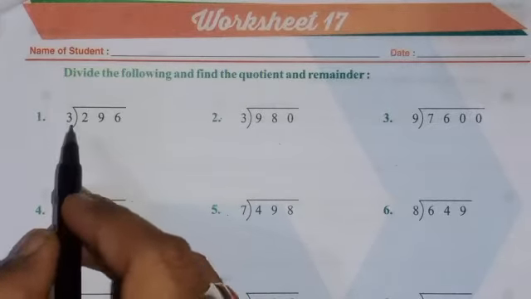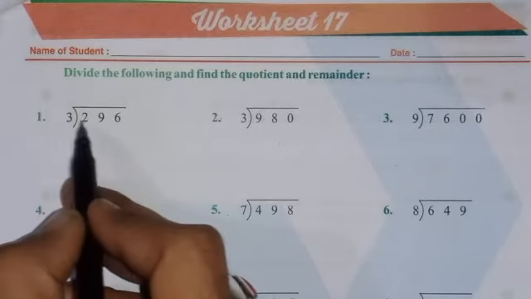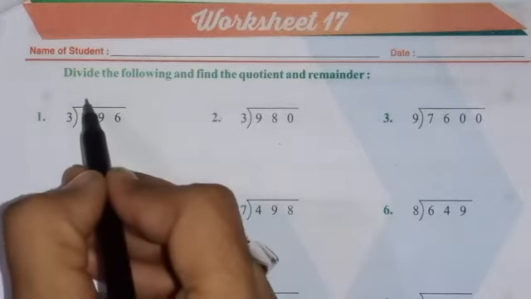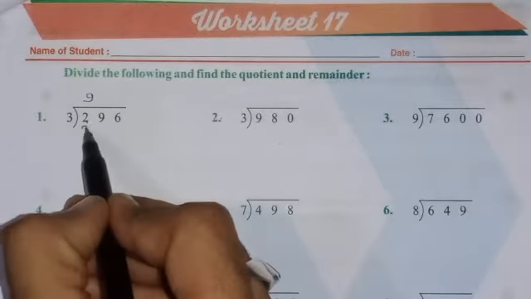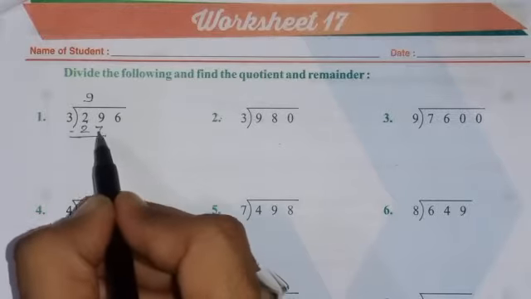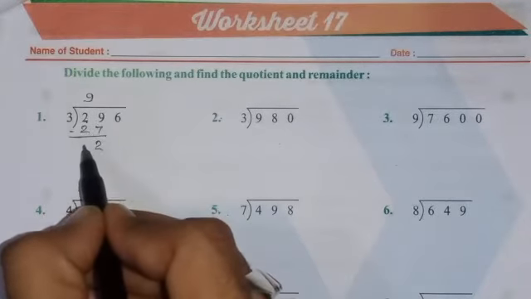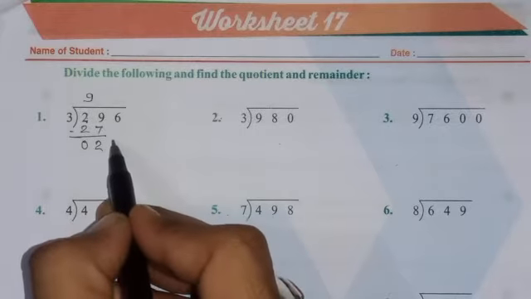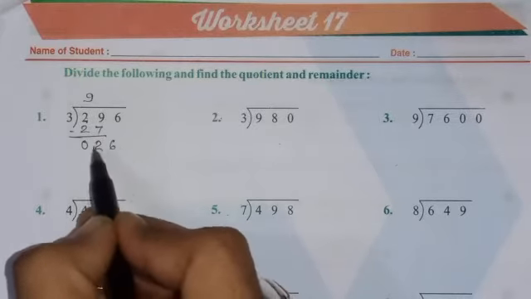So start division. We cannot divide 2 by 3, so we will take 29. Okay students, so 3 9s are 27. Now subtract the numbers. You will get 9 minus 7 is 2, 2 minus 2 is 0. Now write down the next digit 6 here. Now the number is 26.